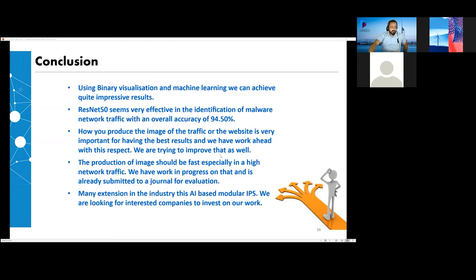Yes, we covered this. We're trying to improve the image from the websites. And there is also in this work that I present here, it could be extended and could be used in the industry for AI-based modular IPS. Modular, I mean, it could have a module like phishing module, inside the threats module, et cetera. It could be used in the future from companies. So if there are companies interested, they can reach us and we can discuss the future or provide them more on our research, because it's currently evolving.